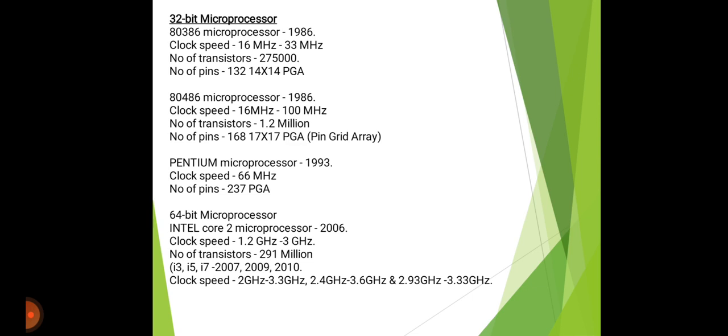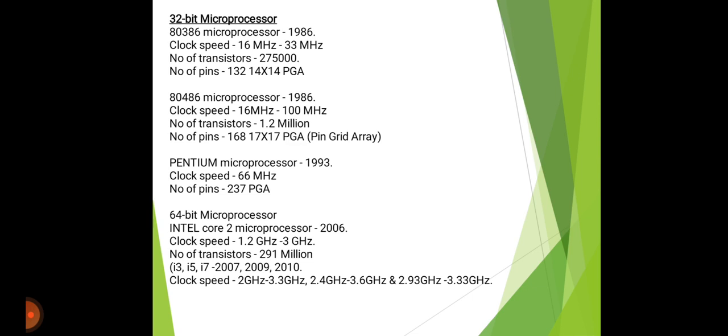Then next one is the Pentium processor. This processor was invented in the year 1993 and the clock speed is 66 MHz. It has cache memory, 8 KB for instructions and 8 KB for data, and the number of pins of this microprocessor is 237, PGA.